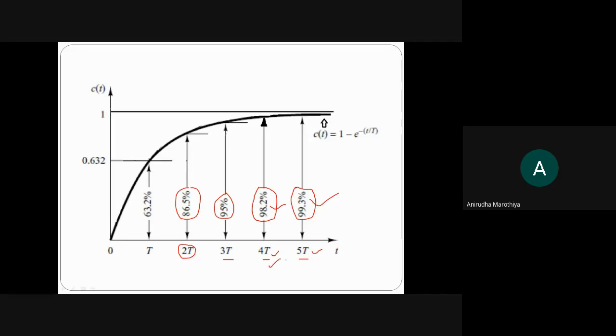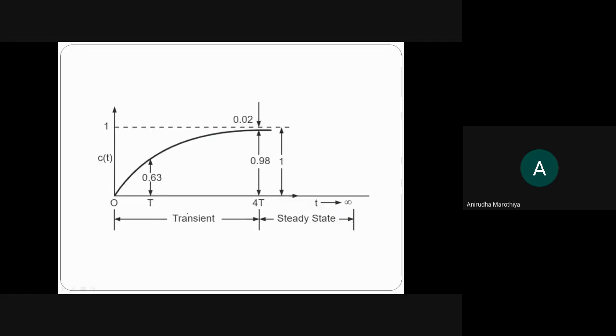Either you need to study the response up to 4 time constant, or you need to study the response up to 5 time constant. This is very, very important. And then in this figure, I indicate at what instant the transient response is over, and by what instant the steady state response of a control system has started.